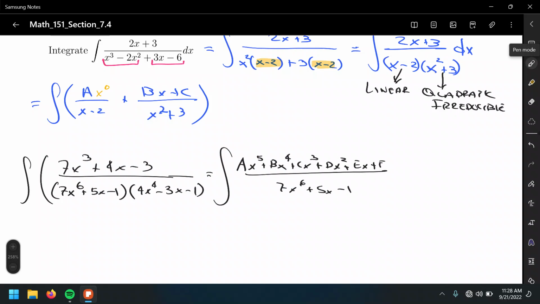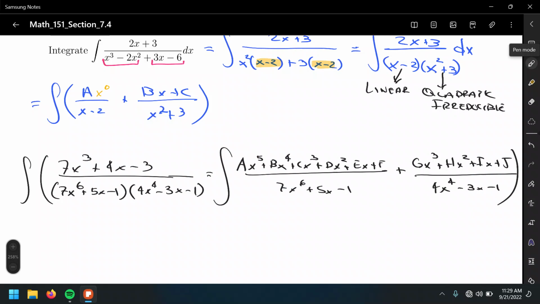Now, what about the second factor? We're assuming that these two are irreducible, right? So we can get some of the roots over the irrational, but in this case we're going to get something we cannot do over the irrational. So that's plus degree 4. It would correspond to a polynomial of degree 3. That is, okay, what's the next? g x cubed plus h x squared plus i x plus j over 4x to the 4th minus 3x minus 1. All right, that's the trend, the pattern.